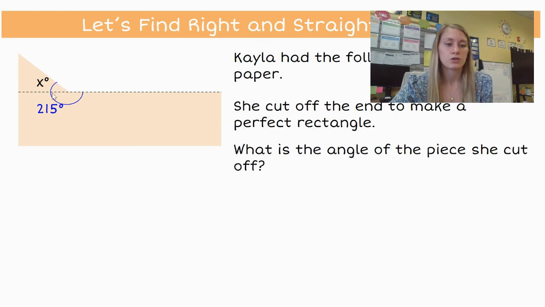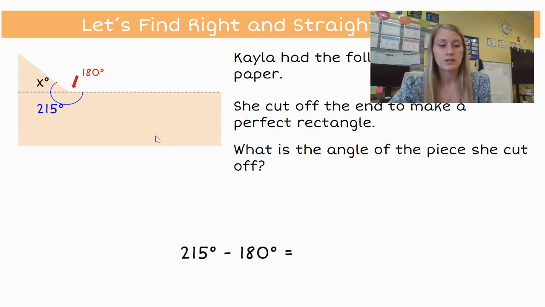So when she cut off this little triangle piece, what is this angle here? Angle X, meaning our unknown angle. Well, we're going to be able to use our knowledge of the straight angle and our knowledge of what they gave us, 215. So we're going to say 215 is the total angle, and we know that this part is 180. So what we can do is take our total, 215, and subtract our knowledge of this straight angle, 180 degrees, and that will find our missing piece, 35 degrees.